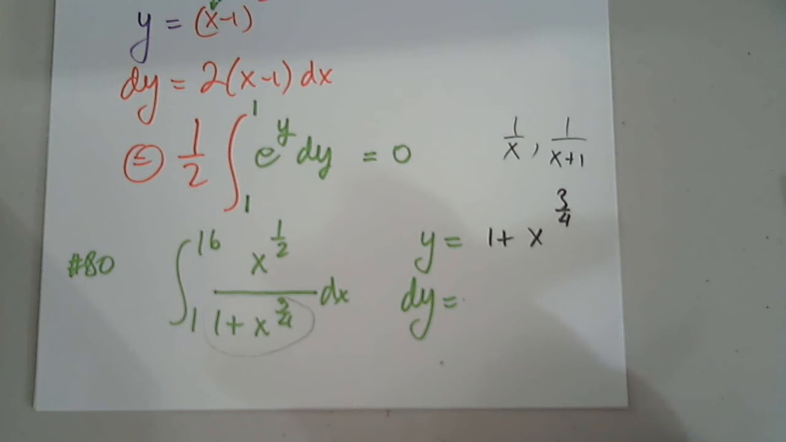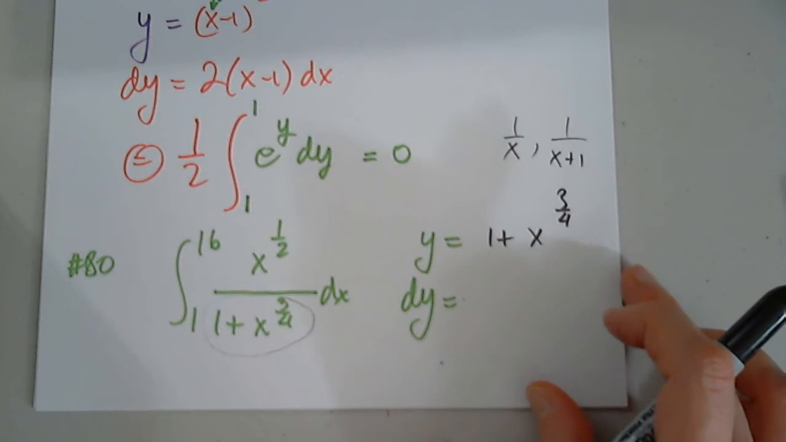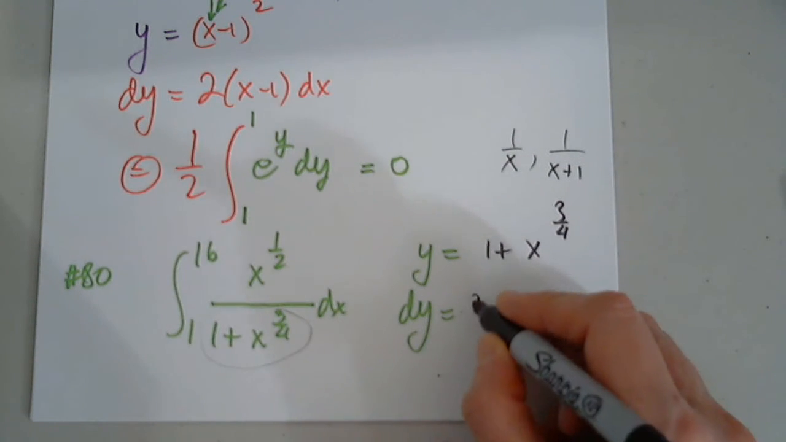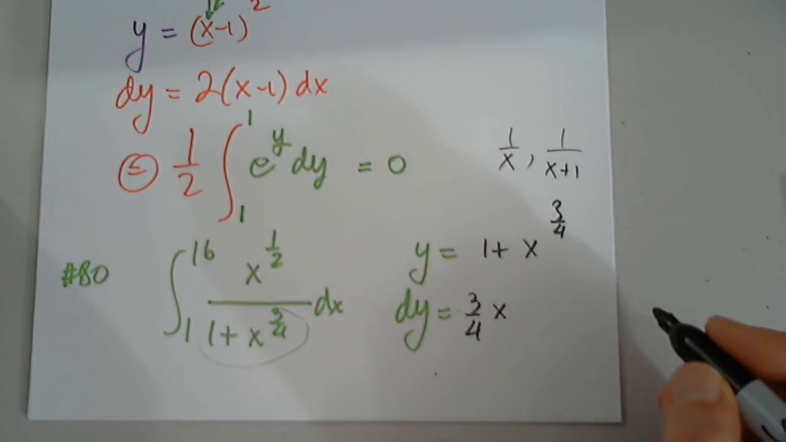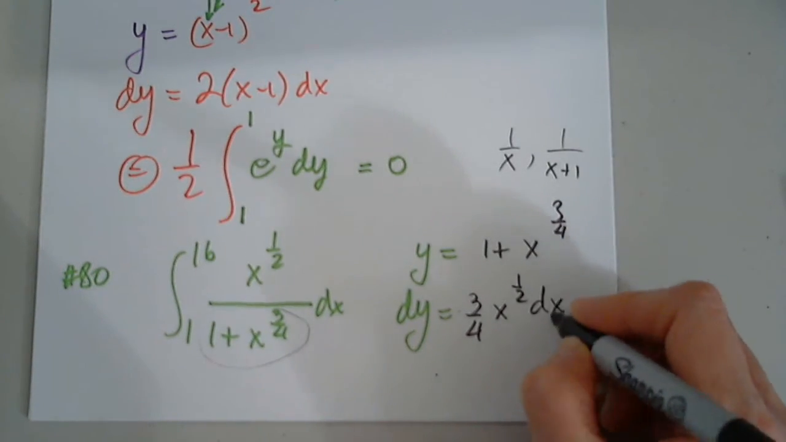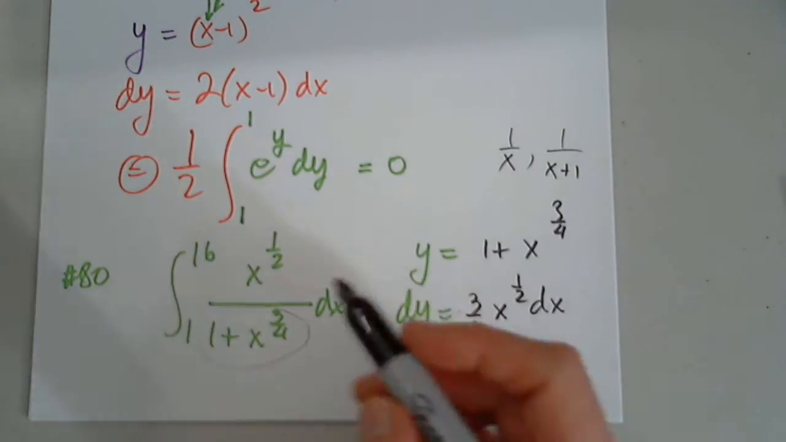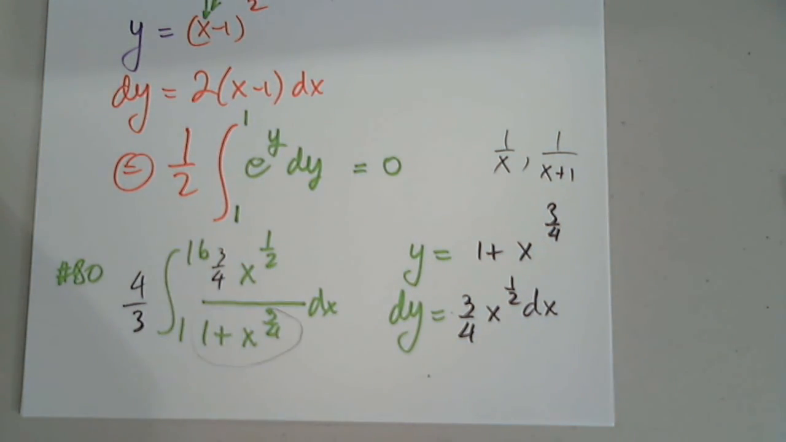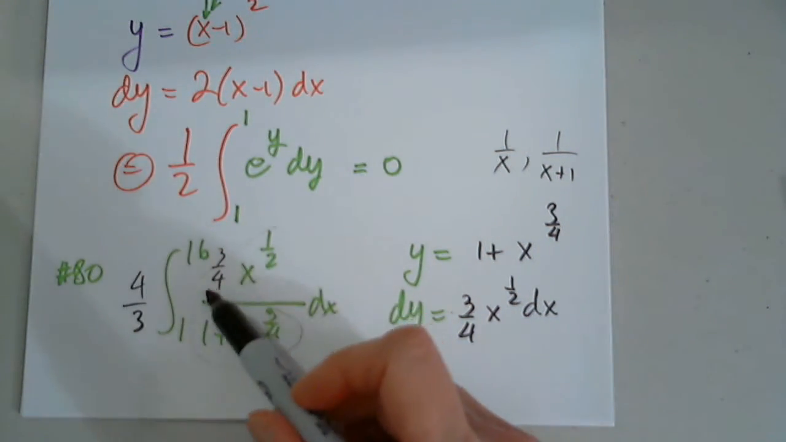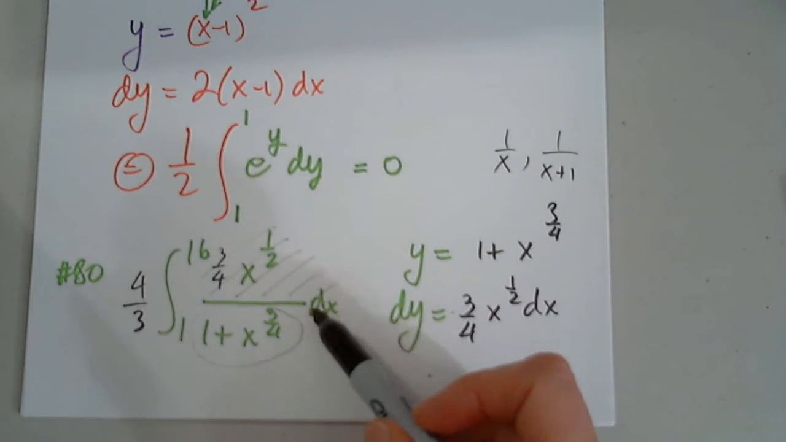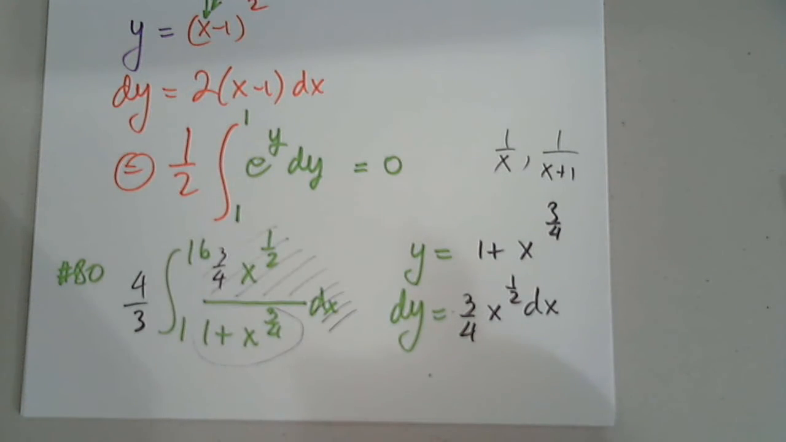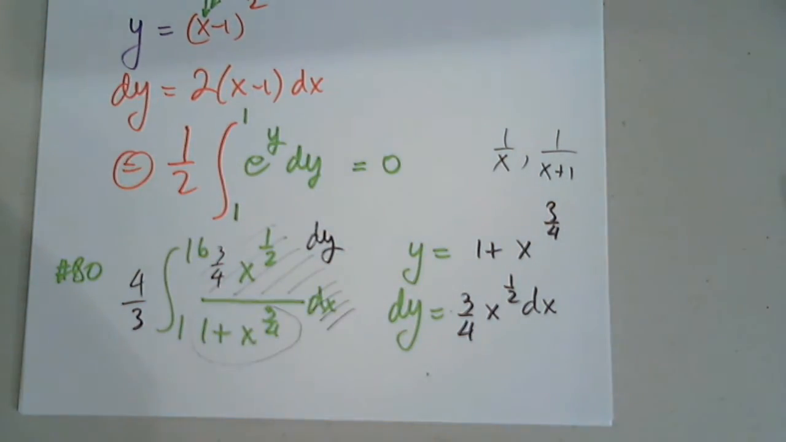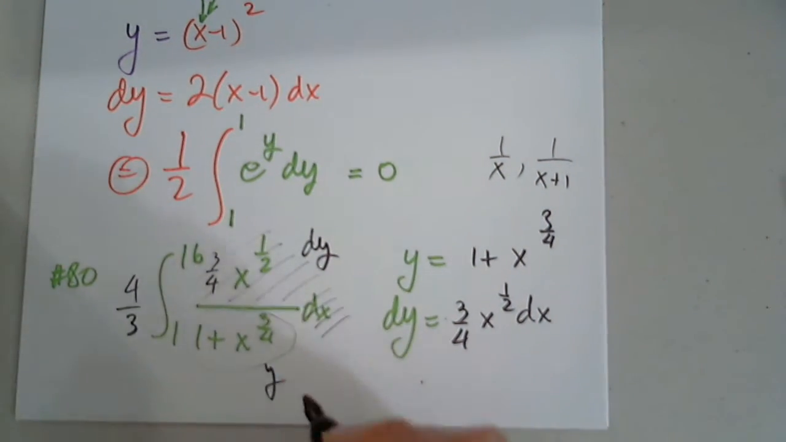Can anyone give us dy? Is it 3/4 x to the power 1/2 dx? That's it. Awesome. Do I have it? Of course I do. 3/4, 4/3. Here it is. This is all dy. And what is this? Y.